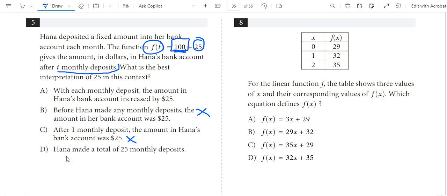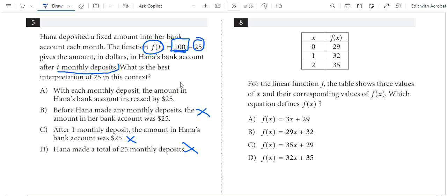The last option says Anna made a total of 25 monthly deposits. Now we weren't given the amount of deposits she made, so this is definitely not going to be the option. And then we go back to the first option, which says with each monthly deposit, the amount in Anna's bank account increased by $25.